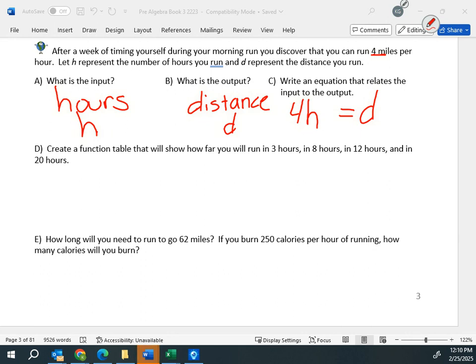Now, D says create a function table that will show how far you run in 3 hours, 8 hours, 12 hours, and in 20 hours. So I'm going to make my table. Instead of X and Y, I have H and D because my input is the number of hours. They're giving me those numbers: 3, 8, 12, and 20. What is my distance for each of those? Christina?